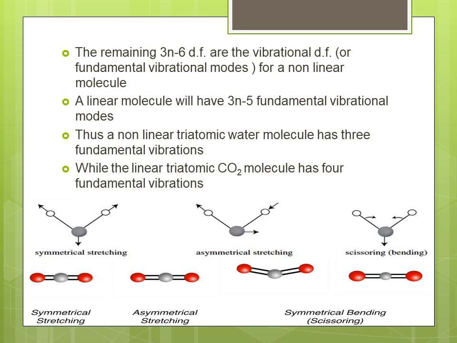Then we take another example, the carbon dioxide molecule. There are still 3 atoms in carbon dioxide, but this molecule is linear. So now we will follow the formula 3n minus 5. If we put n equal to 3, the answer is 4, meaning there are 4 different types of vibrations present in the carbon dioxide molecule. You can see in the diagram, these are symmetrical stretching, asymmetrical stretching, while the remaining 2 vibrations are scissoring vibrations. Both of these vibrations are scissoring, and they happen in different planes.